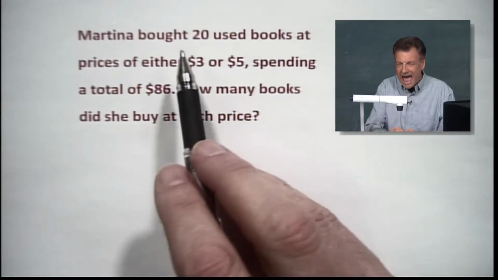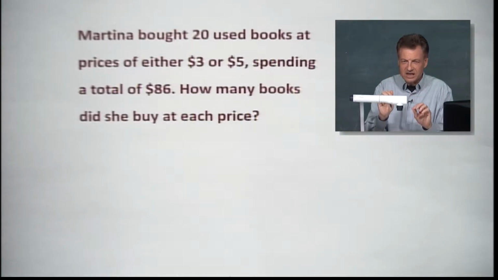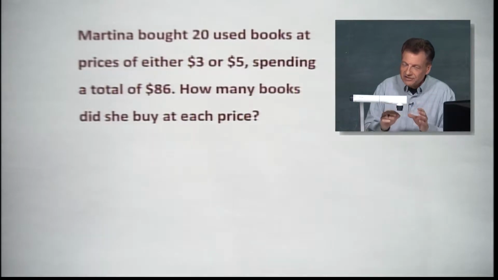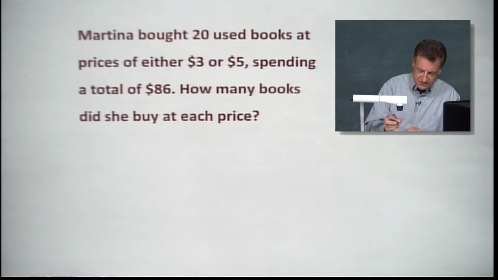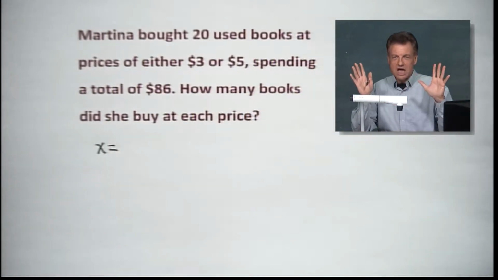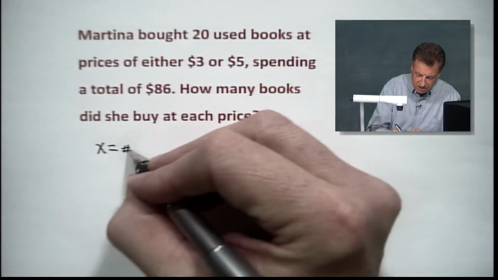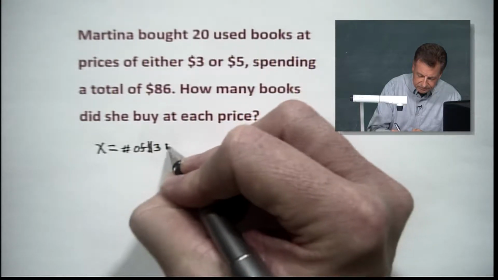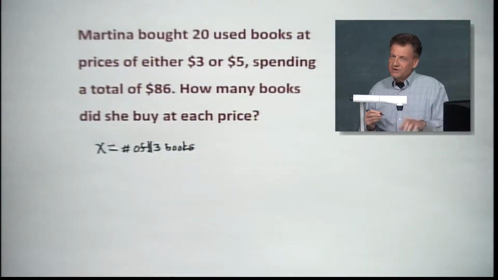First of all, I want to use one variable. You say, can you use two variables? Well, a lot of times when we're looking for two things, we think of using x and y. But let's let x be the unknown part here. X equals the number of $3 books. Straightforward, and we didn't say y, did we?